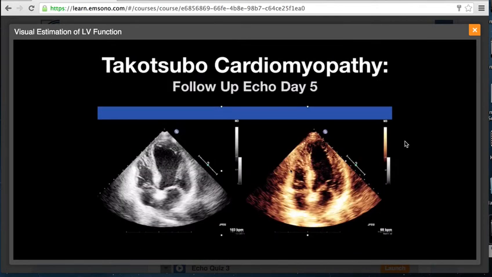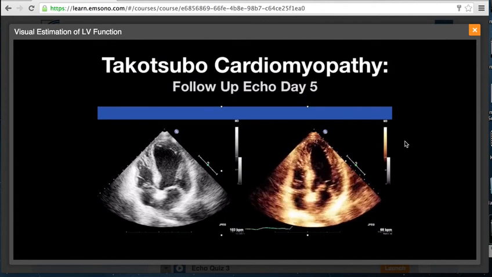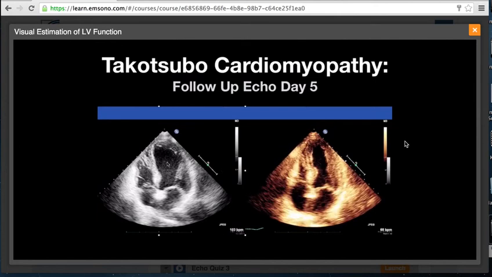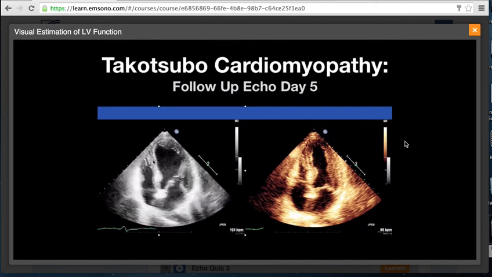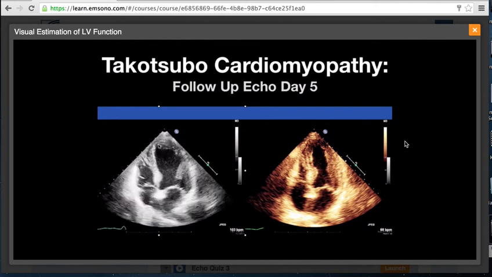And here you can see a follow-up echo of the patient 5 days later, where you start to see now that there is return of function down by the apex here. And here the patient was on day 1, where there was essentially no contraction by the apex here, and you had the apical ballooning.